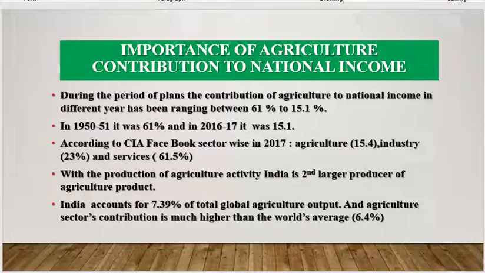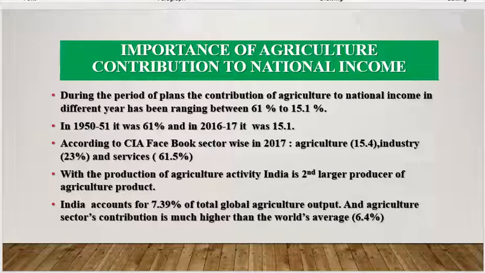Here we will understand the role of agriculture in the Indian economy, starting with the contribution to national income. During the period of plans, the contribution of agriculture to national income in different years has been ranging between 61 to 15.1%. In 1950-51, it was 61%, but in 2016-17, the share shrank to 15.1%. According to the CIA Factbook sector-wise in 2017, agriculture's share was 15.4%, industry 23%, and services 61.5%.